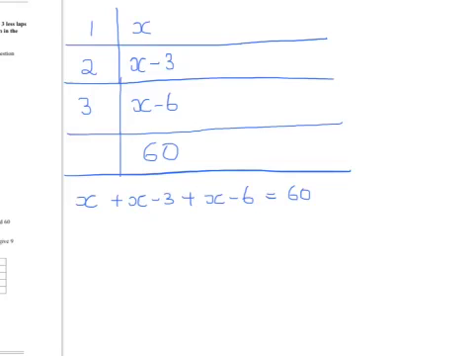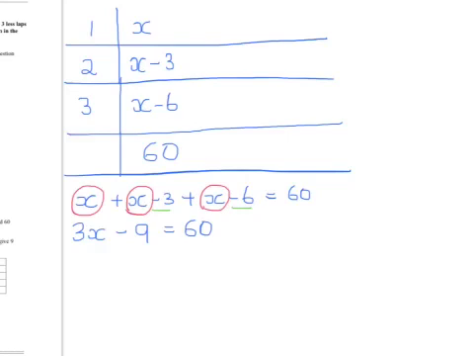Now let's gather up all of the x's. We've got X and another X and another X. So we've got 3 lots of X, 3 times X, 3X. Then we've got -3, -6. -3, -6 is -9. So we've simplified the left-hand side to 3x minus 9.